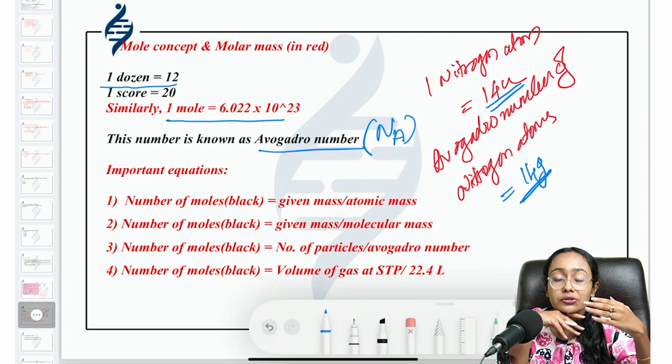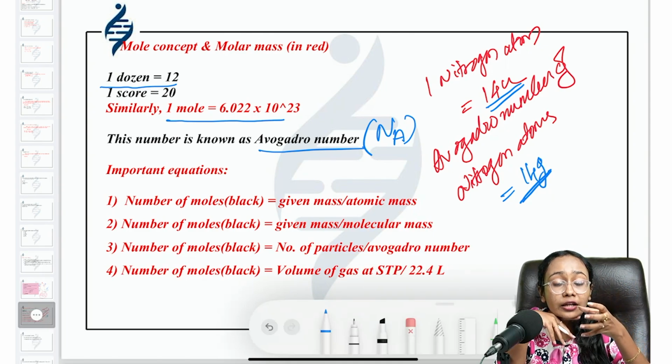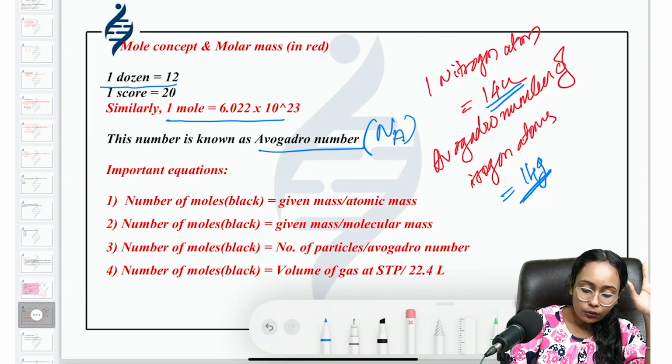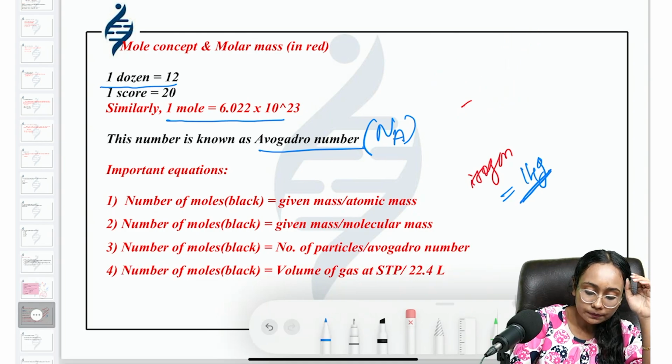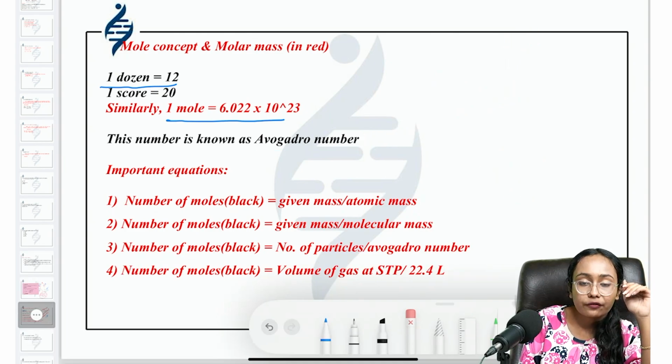So whenever you're asked to say the mass of one atom of something, you need to express it in U. And if you're asked to express the mass of 1 mole of something, you need to express it in grams. Okay? Now, you already know what is mole. So we need to find the number of moles in a specific component.